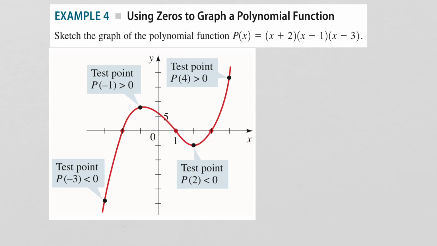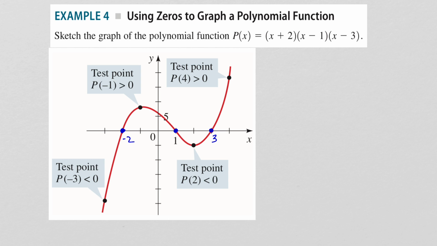So you'll notice that we have our x-intercepts at negative 2, positive 1, and positive 3. And then using those test points, we know the graph is going to be below the x-axis here, above the x-axis here, below the x-axis here, and above the x-axis over here.